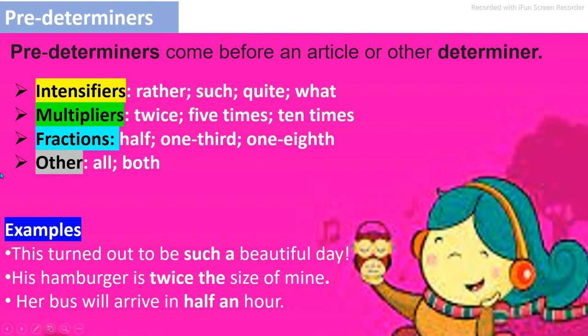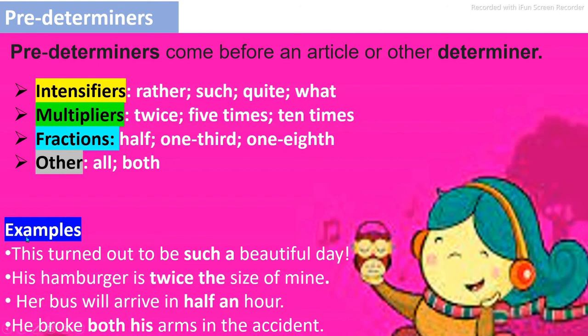And the last but not least is the other predeterminers. These two predeterminers are used to express an entire amount, okay, like all, both. So, he broke both his arms in the accident. So both means we have two only, okay, we have two arms, and it covers all. So all and both are also sometimes used as predeterminers.